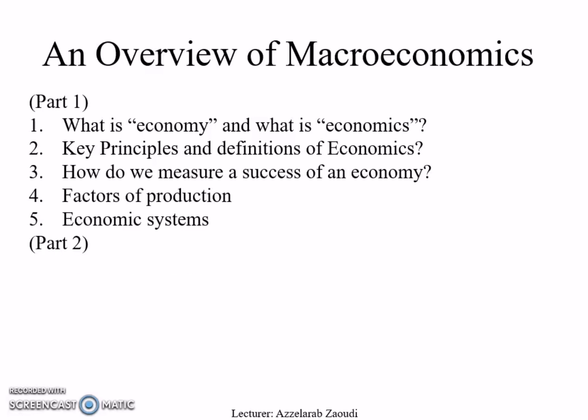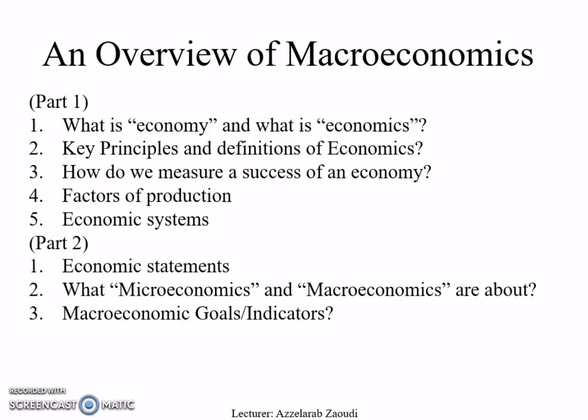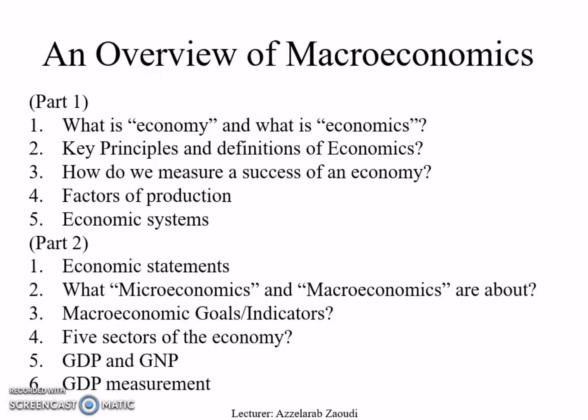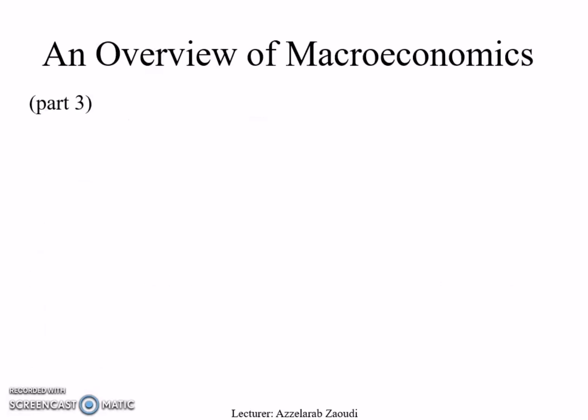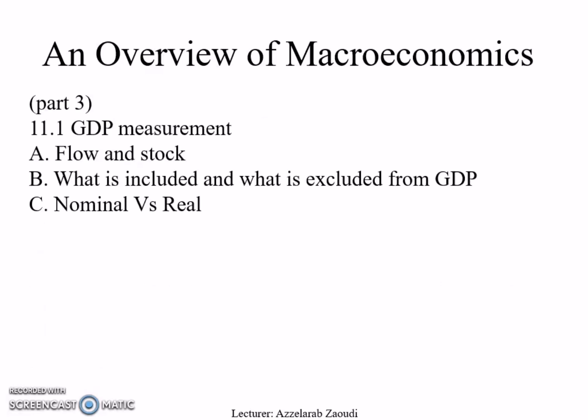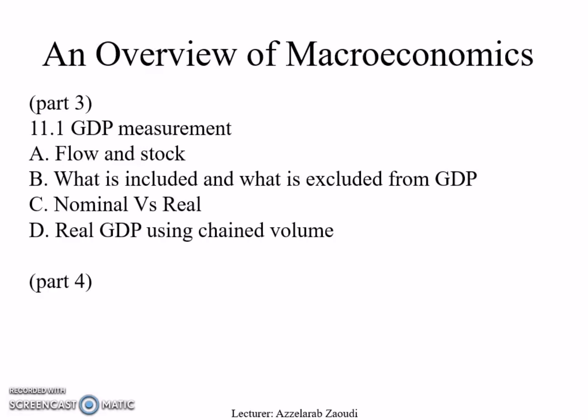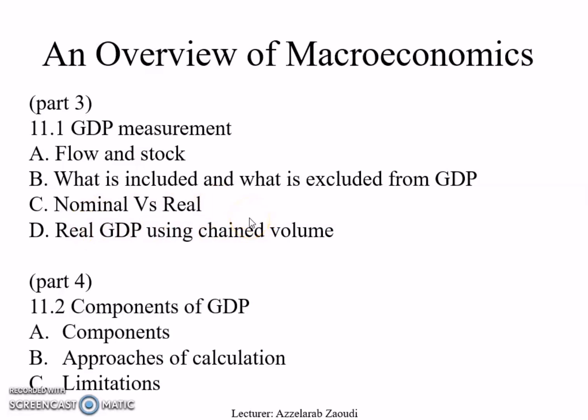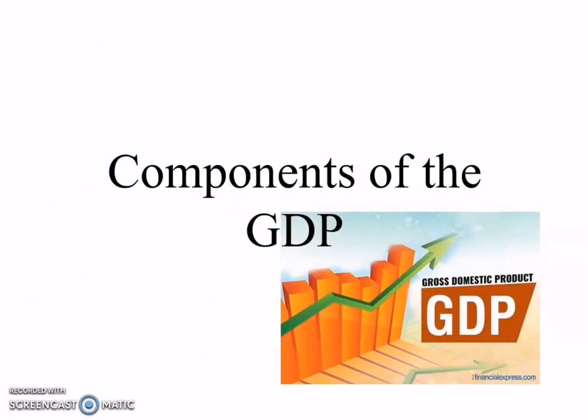Part 1, I provide the link below, also for part 2, in which we introduce the macroeconomics concepts and definitions. In part 3, we looked at how to measure the GDP, and we discussed different elements of flow and stock, what is included and what is excluded, nominal versus real GDP. I gave an example, and then real GDP using chain volume. In part 4, we're going to see the components of GDP, approaches of calculation, and limitations of the calculation of GDP, or merely the limitations of the GDP.